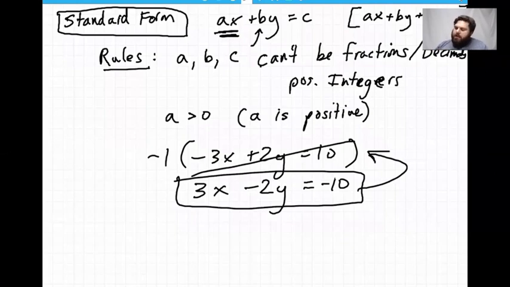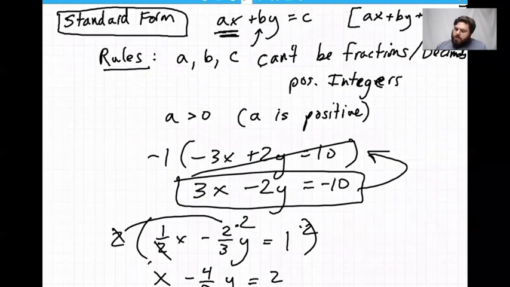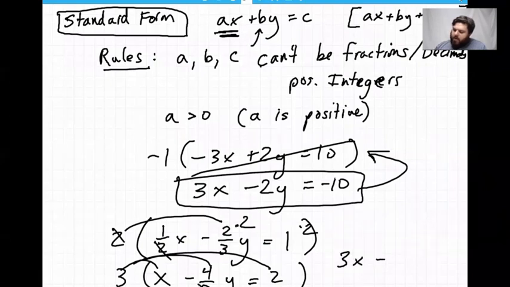And then as far as getting rid of fractions, if you had 1/2 x minus 2/3 y equals 1, you would multiply everything in here by 2 first, because the 2 will cancel with the 2. You'll have to distribute the 2 to here, so times 2 times 2. That would leave you with 1x minus 4/3 y equals 2. Then you do the same thing with the 3. Distribute a 3 to everything. That's going to make 3x minus, now remember the third will cancel with the 3, minus 4y equals 6. Now we're in standard form.